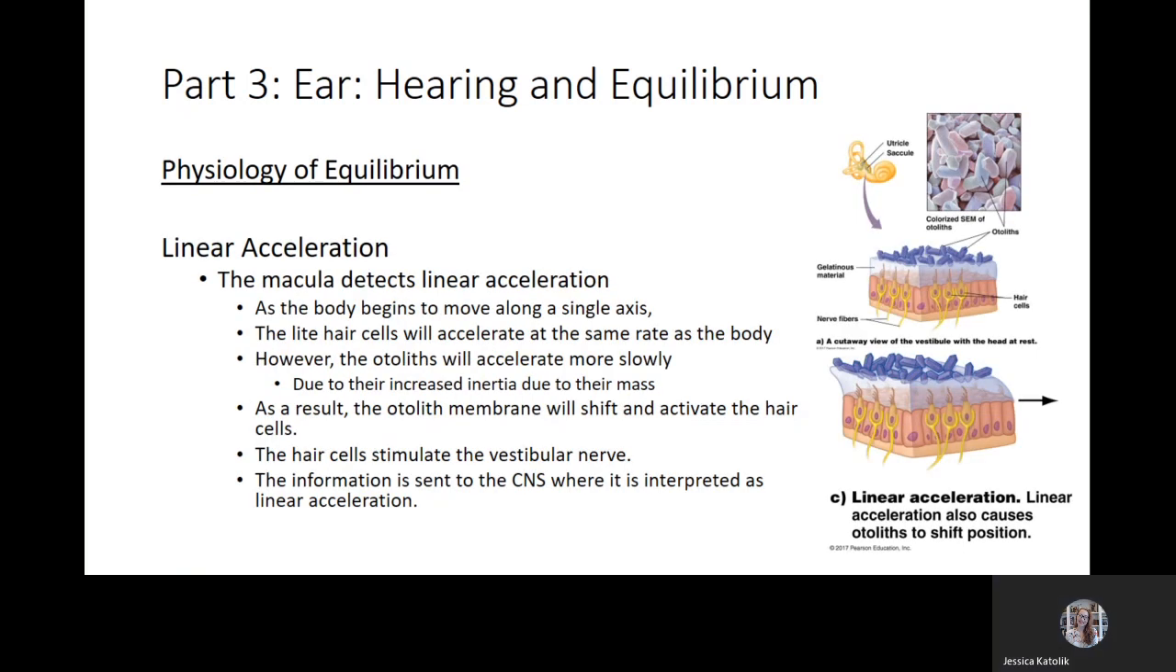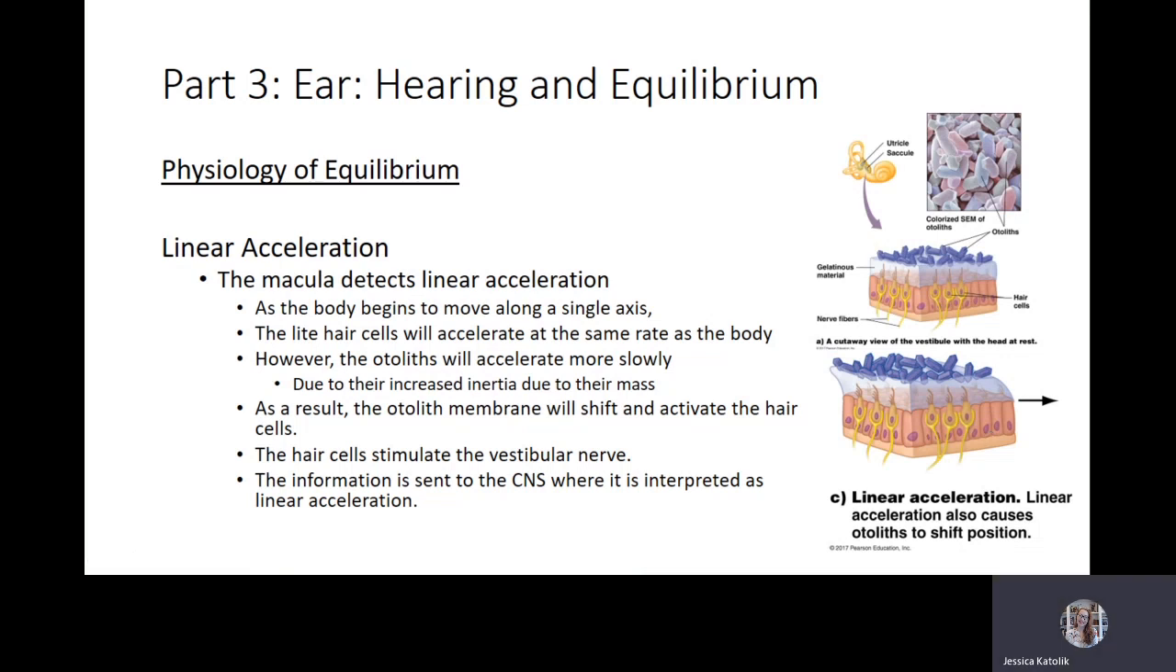I'm going to mainly focus on this diagram over here. So this is going to be the macula. When the body is moving forward along a single axis, what will happen is the hair cells and the supporting cells of the macula are going to accelerate with the body at the same rate. So the body and the hair cells accelerate at the same rate.